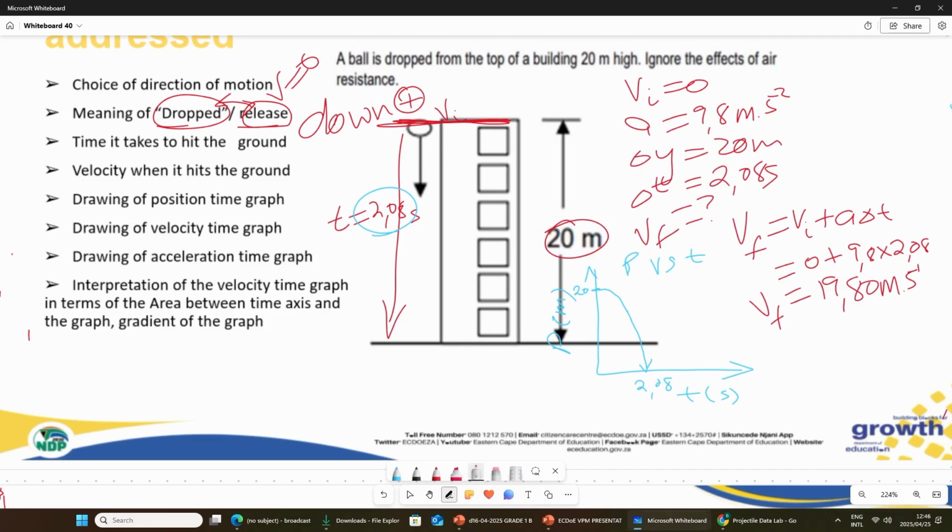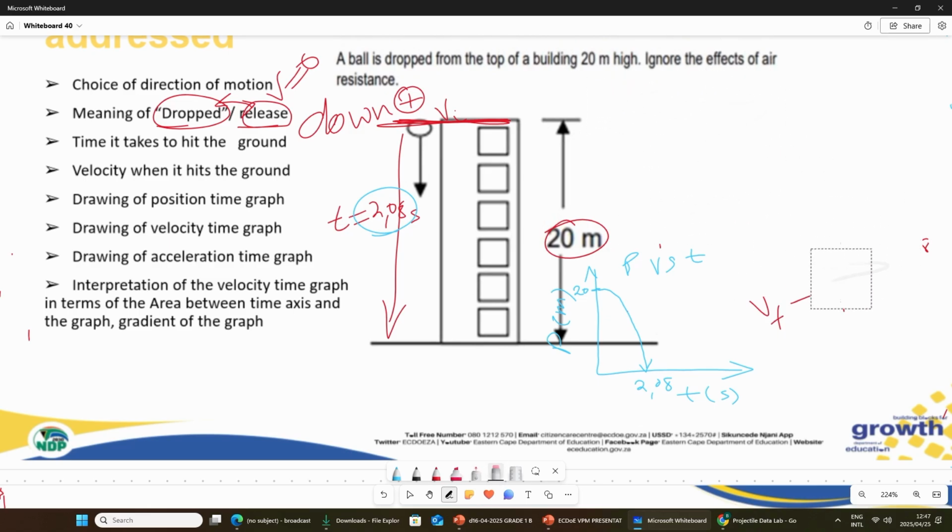Another concept is that we must be able to draw a velocity versus time graph for the same scenario. Learners must note that the position versus time graph contains a curve. That means as the ball is moving downwards, it's changing its position, so it gives you a curved graph. Once the position changes, the velocity is definitely going to be changing.